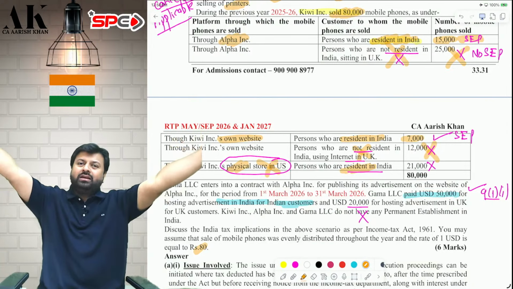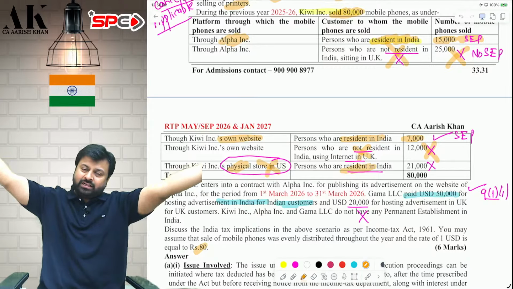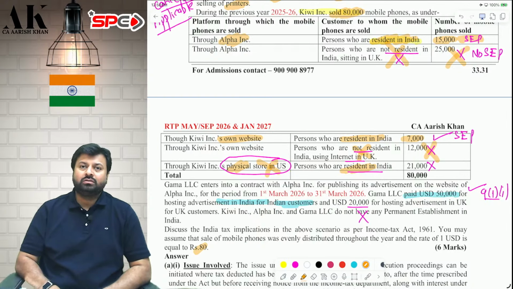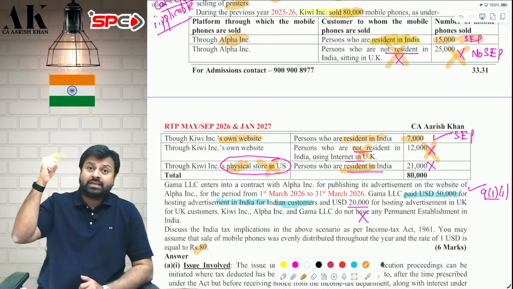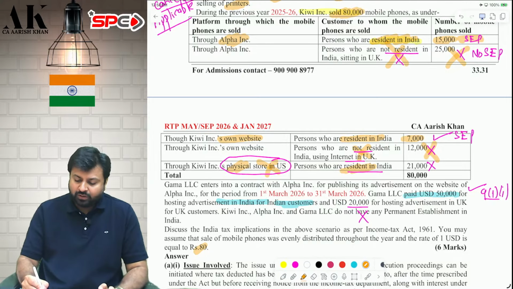You are going to the UK or you are going to the US and doing some shopping over there in a physical store. So will that physical store come to India to pay tax in India? Obviously no. This is not applicable to physical stores. This is only for digital transactions. Significant economic presence. This will not be subject to tax.